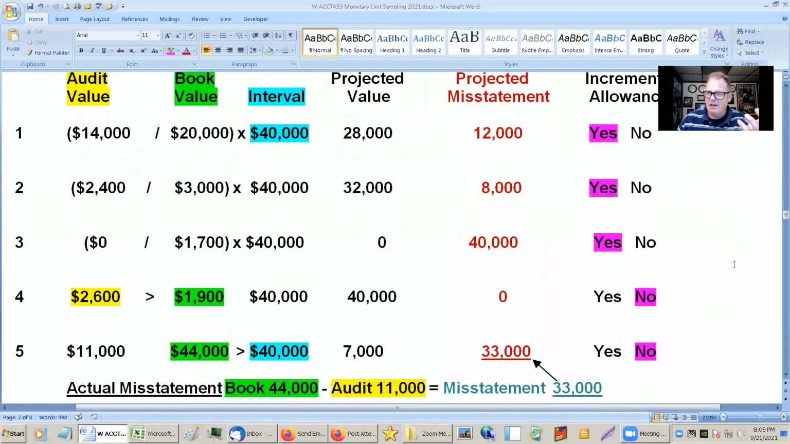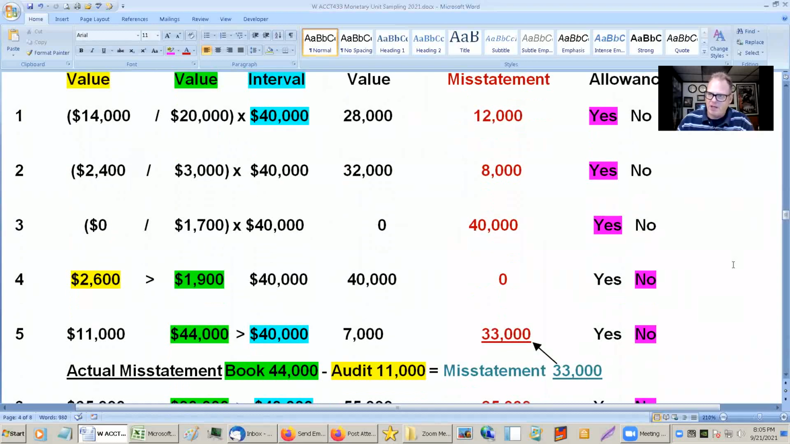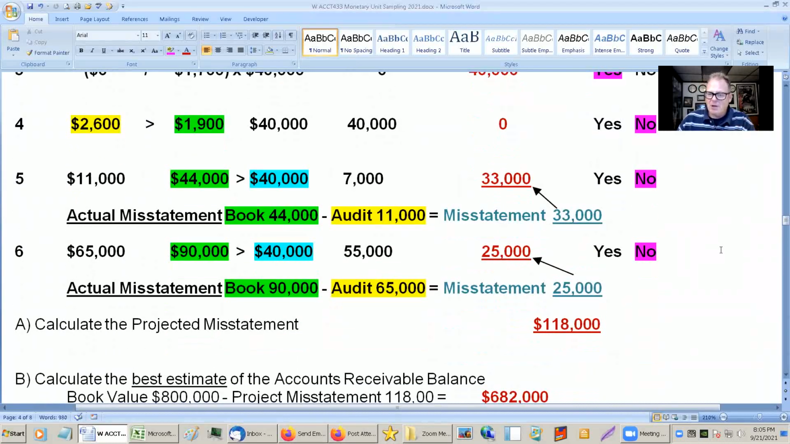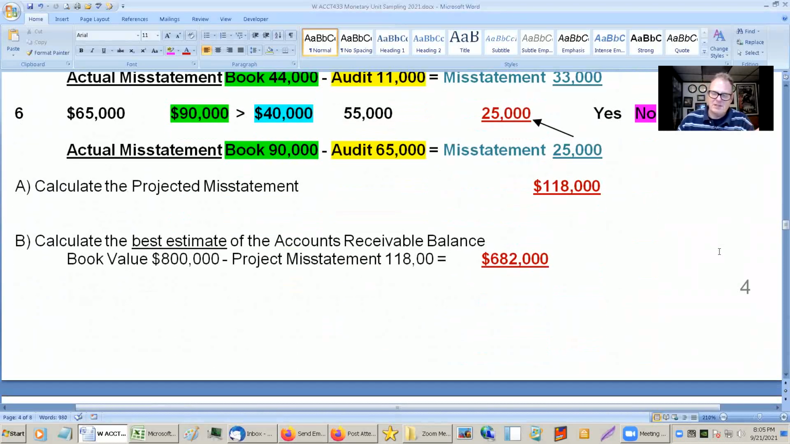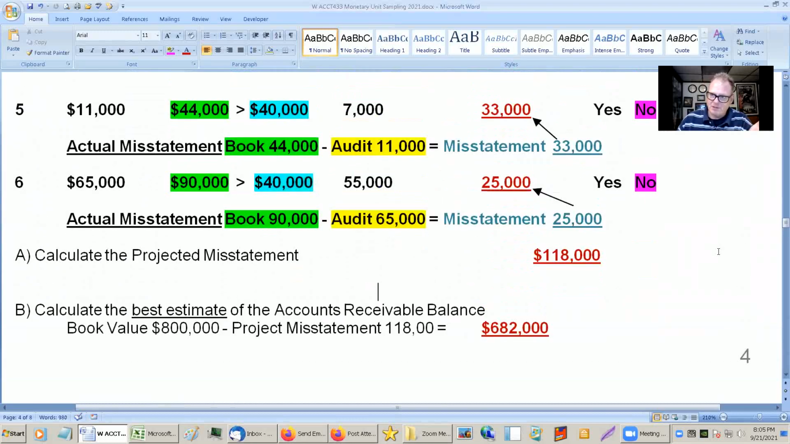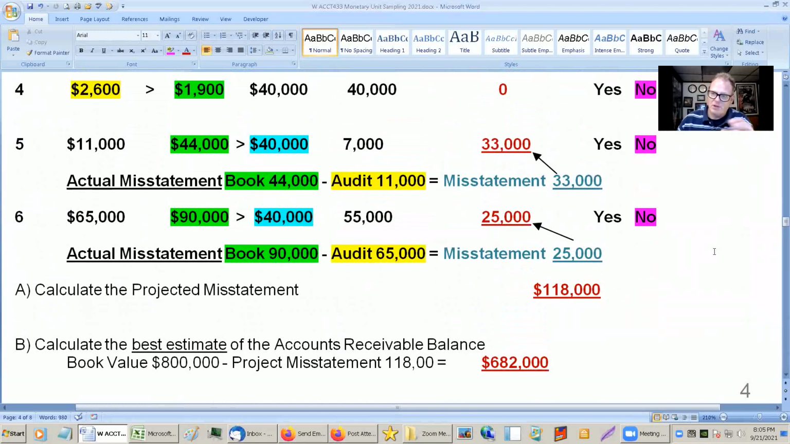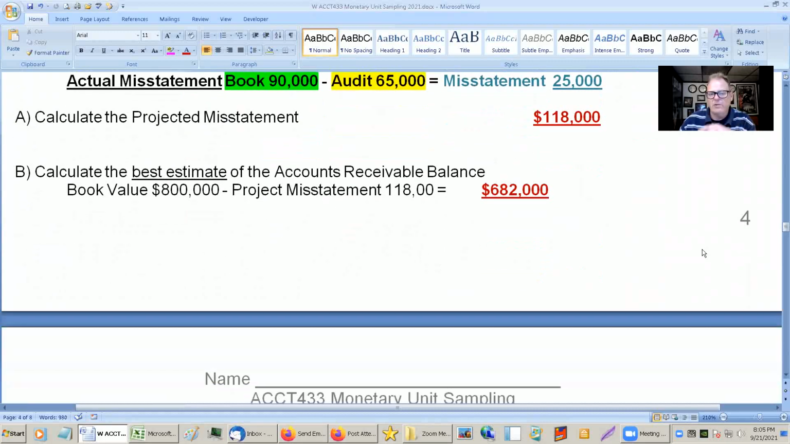Now we use U.S. dollars. It could be pesos, British pounds, or euros or whatever. You get the idea. But every item in that sample, whatever makes up that total book value, each one of those is an item. So the number of items in the sample and the book value are equal. Kind of weird, huh? Okay.